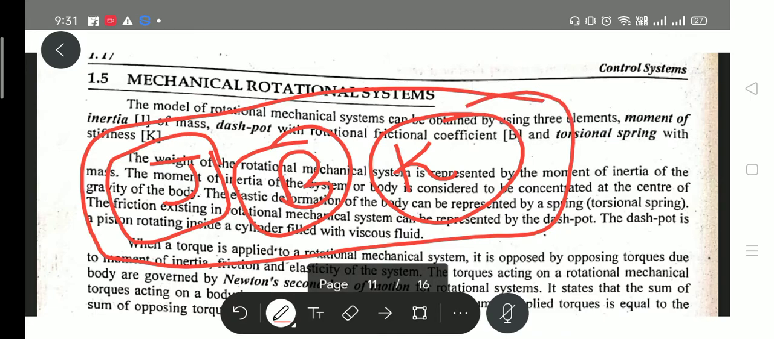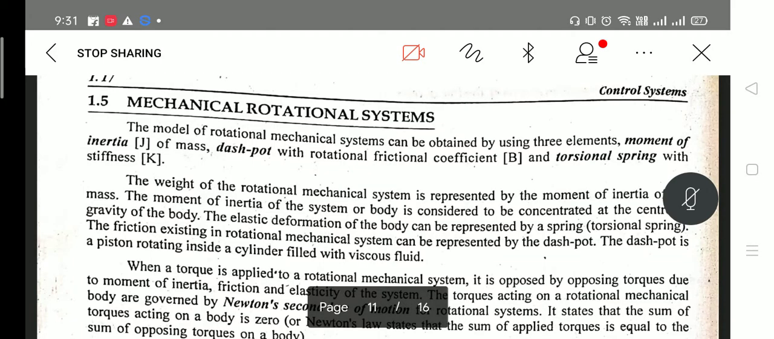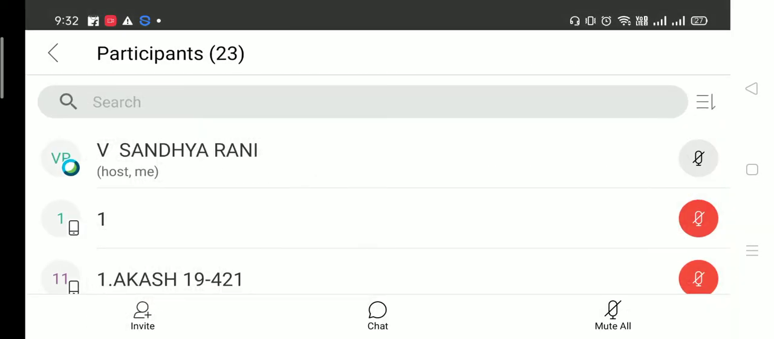Is it not audible, ma'am? Is the voice clear or not? Clear, ma'am. Okay.